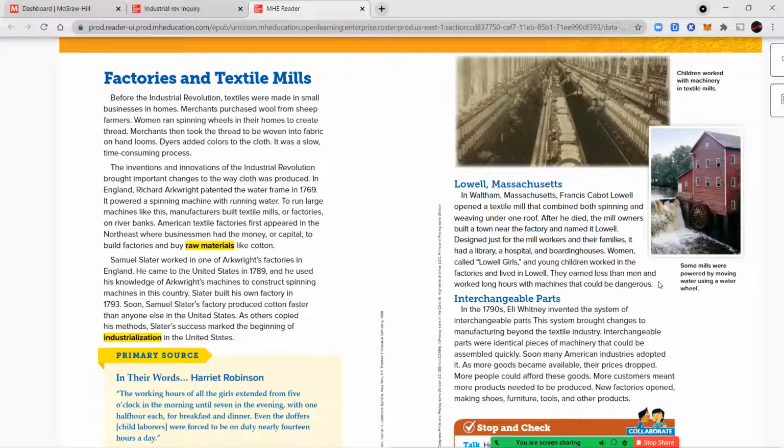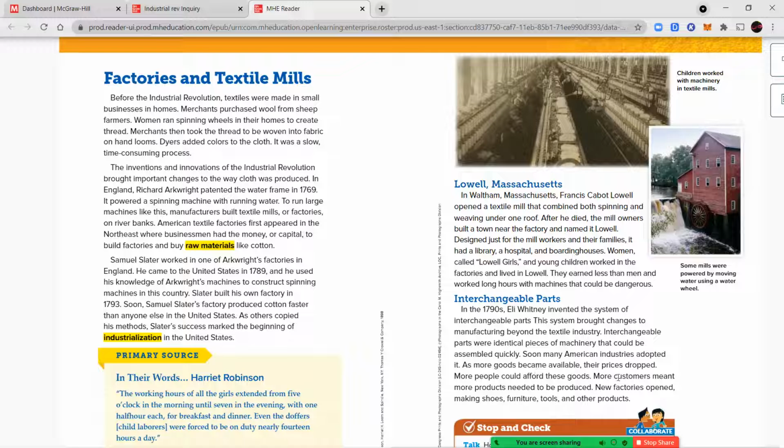Interchangeable parts. In the 1790s, Eli Whitney invented the system of interchangeable parts. This system brought a change to manufacturing beyond the textile industry. Interchangeable parts were identical pieces of machinery that could be assembled quickly. Soon, many American industries adopted it.